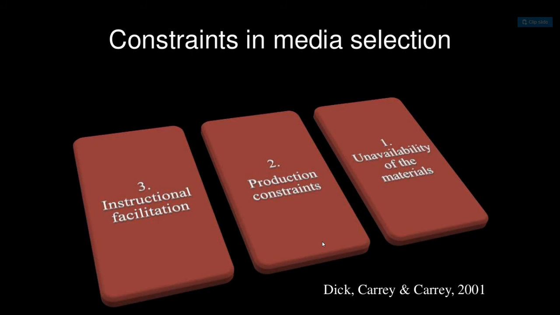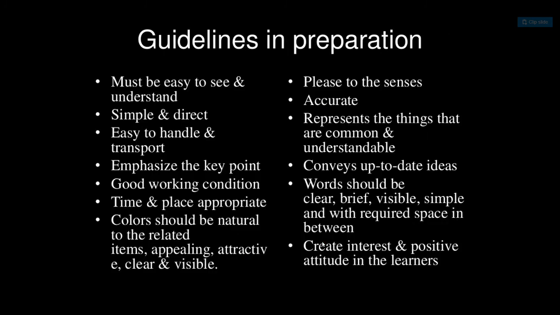The next is constraints in media selection. Constraint, or which kind of barrier? Instructional facilitation: there are facilities available for instruction. Then production constraint: the productivity of the media selection. Unavailability of material: whether materials are available or not. Then guidelines in preparation. The material must be easy to see and understand, simple and direct, easy to handle and transparent. Emphasize the key point, good working condition, time and place appropriate.